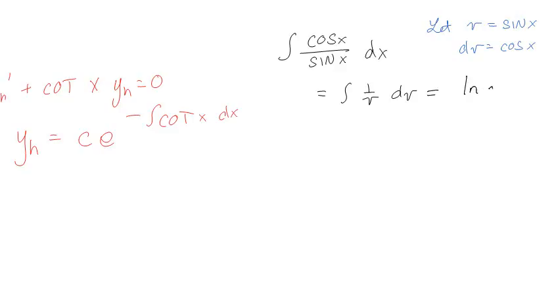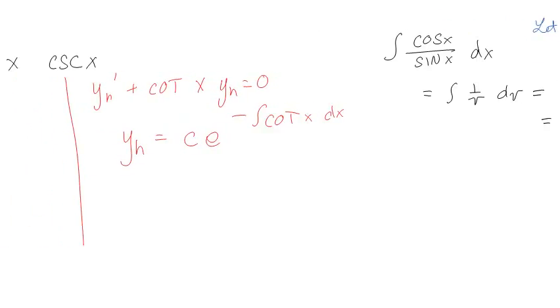So natural log of v. Okay, so that means that that's the natural log of sine of x, which is kind of cool. All right, so I know that the y homogeneous is equal to c times e to the negative natural log of sine of x, which is actually kind of cool because I can simplify that. Because I've got c times e to the natural log of sine to the negative 1, like that. Okay, cool, got it, sine to the negative 1.